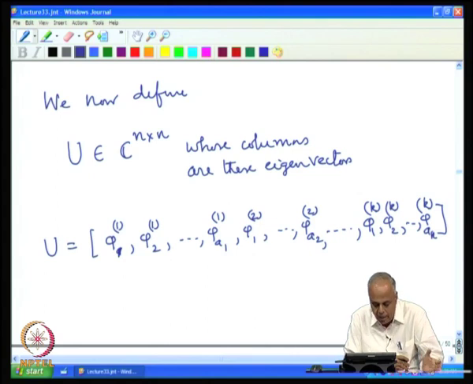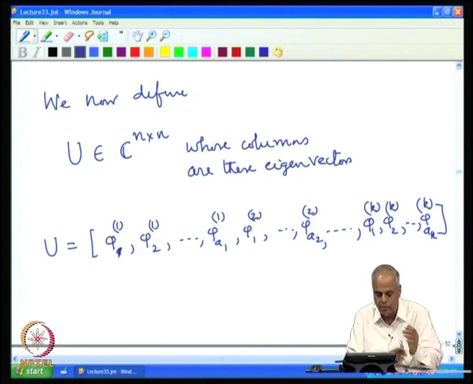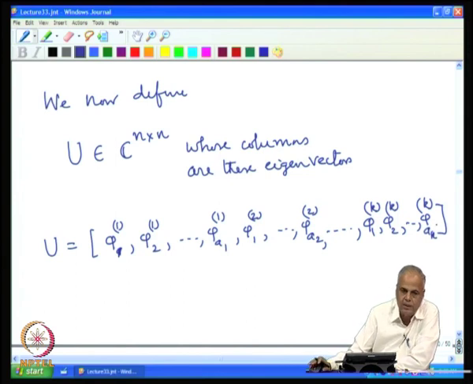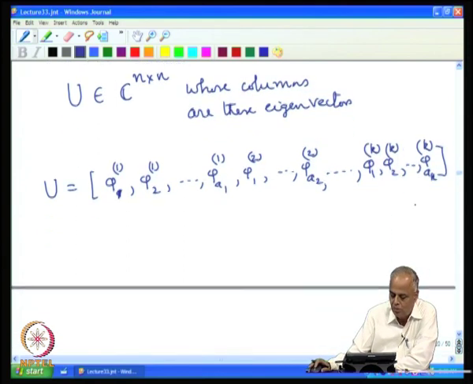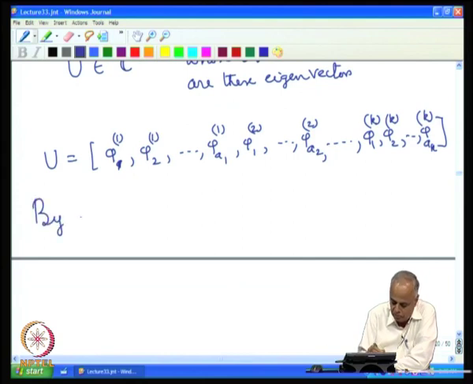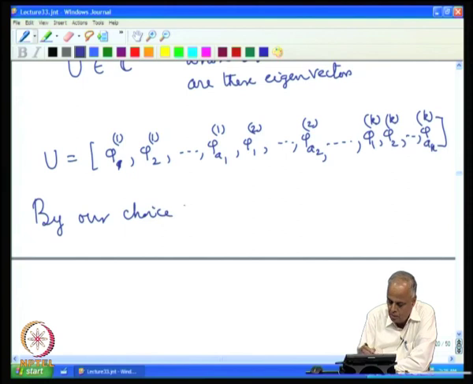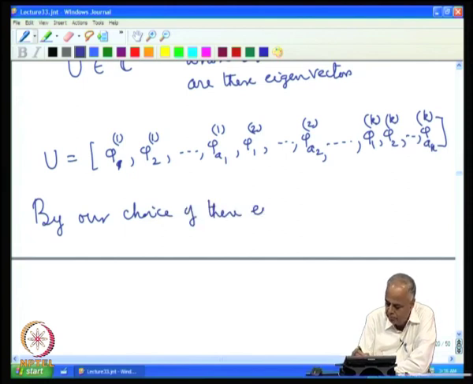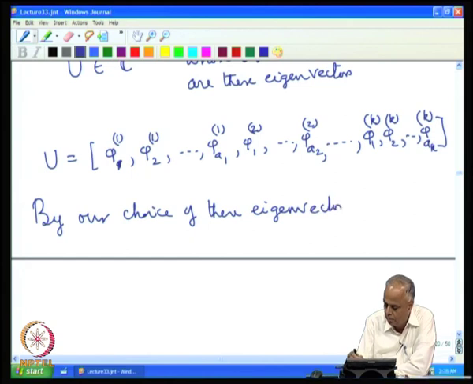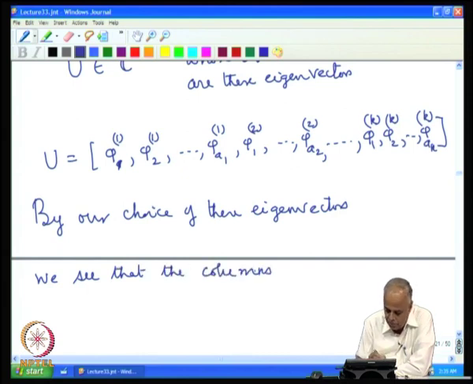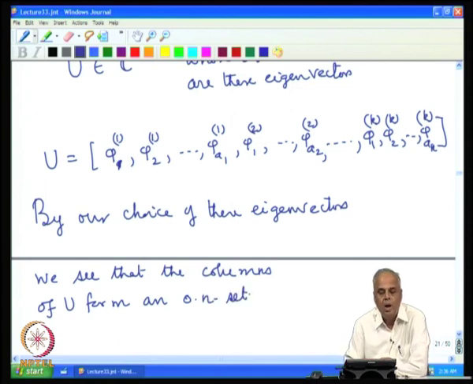Now, since these eigenvectors form an orthonormal set, we see that by our very construction the columns of U form an orthonormal set. By our choice of these eigenvectors, we see that the columns of U form an orthonormal set. Now, why do the columns form an orthonormal set?